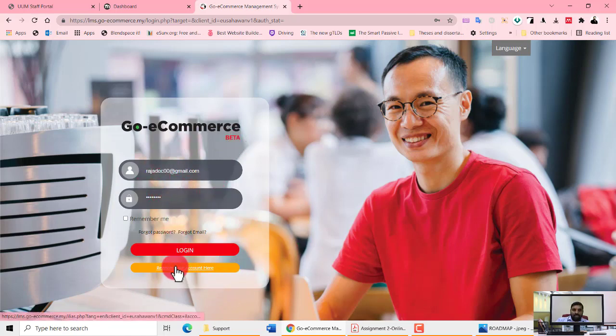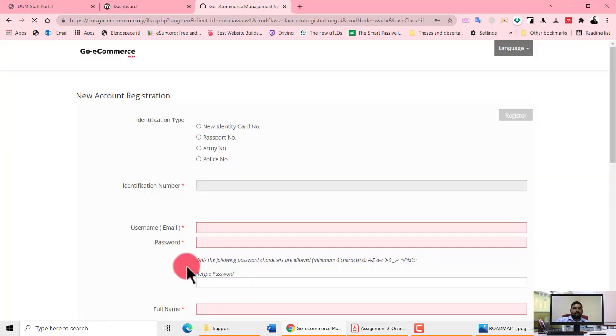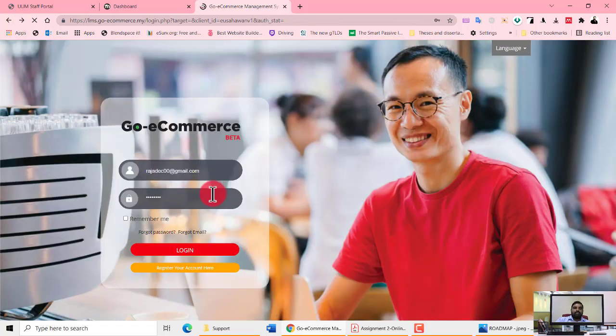Before you use this portal, register your account here. Put your identity card number or passport number. If you have registered on this portal, just log in. Maybe you have registered in other classes, maybe management class or marketing class. You have registered on the e-commerce portal, so you don't need to register again. You just log in. If you forgot your password, you click here.